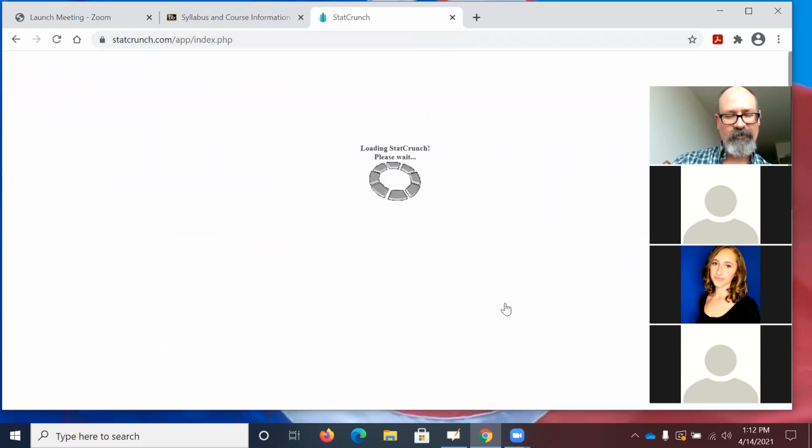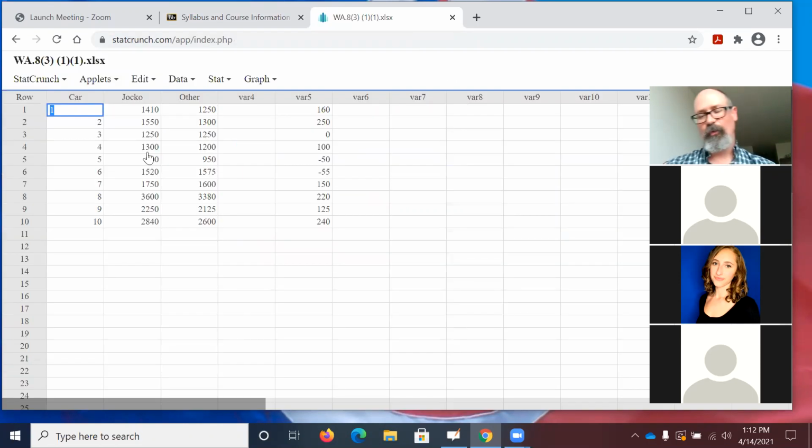And when I load it, I get something that looks like this. So the way to interpret this information is as follows. The numbers that you see in the leftmost column represent the different cars. So you see that these numbers vary from 1 to 10. Each of these different numbers represents a different car.